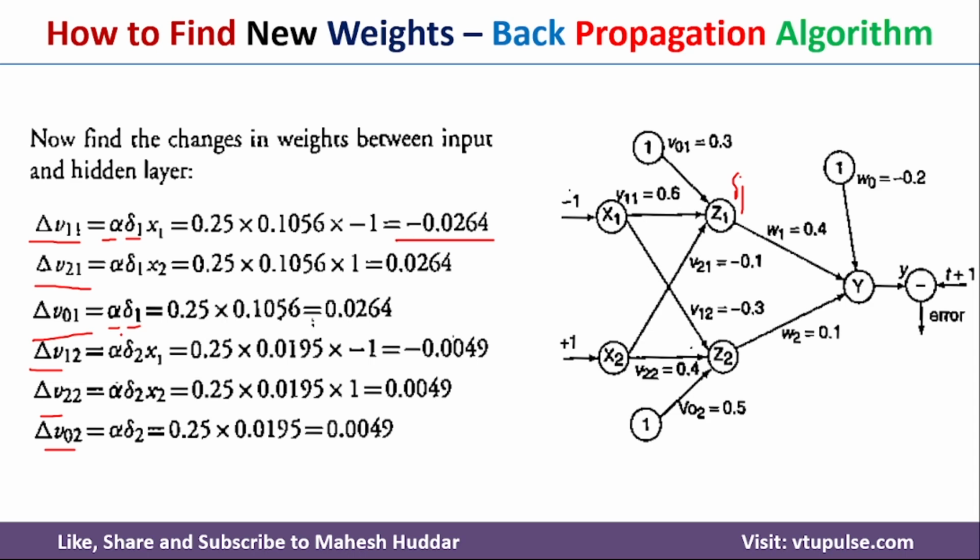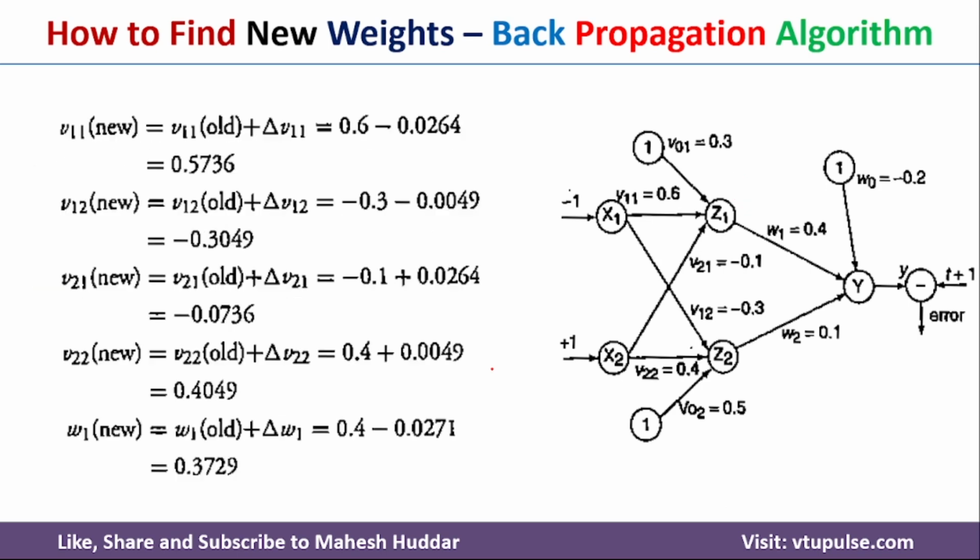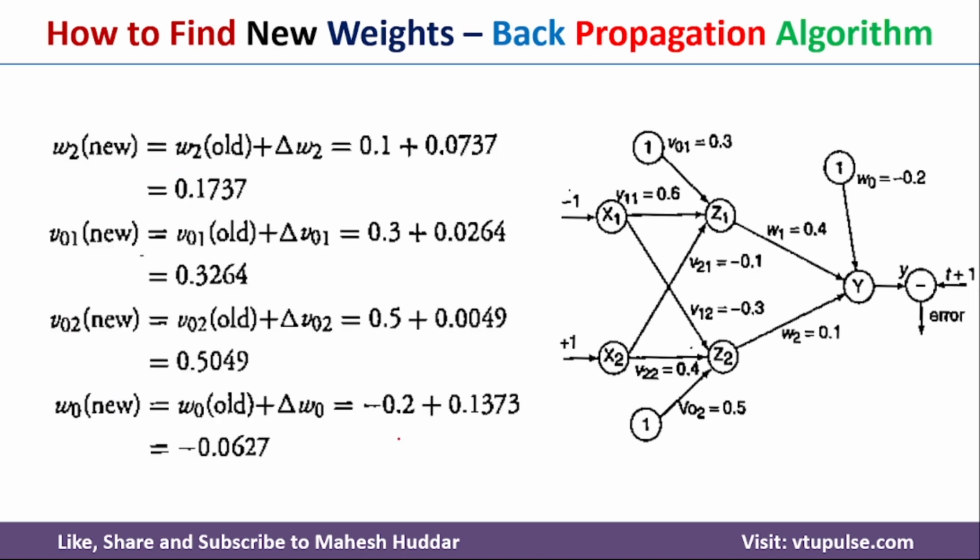Once you calculate the delta terms, we need to add them to the previous weights so that you get the new weights. That is, V11 new is equivalent to V11 old, whatever the old weight is, plus the change in weight, and you get the new weight over here. The same thing is done for all weights so that you will be able to get the modified or updated weights. So in this video, I have discussed how to use the backpropagation algorithm to update the weights in an artificial neural network with respect to the bipolar activation function.